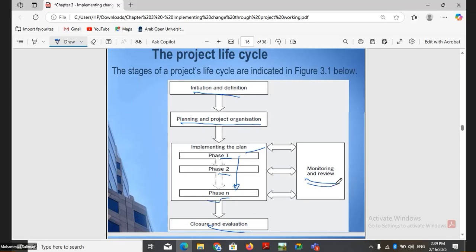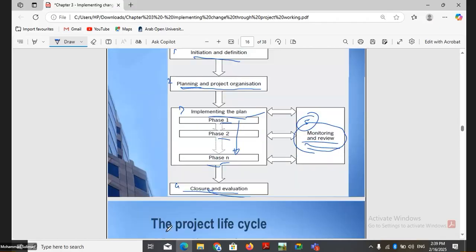Now, during implementation, we must have the monitoring and review of every phase of work. So that's why another stage is added. The basic 4 stages are 1, initiation and definition, 2, planning and project organization, 3, implementing the plan, and 4, closure and evaluation. So the 5th can be added as monitoring and review.